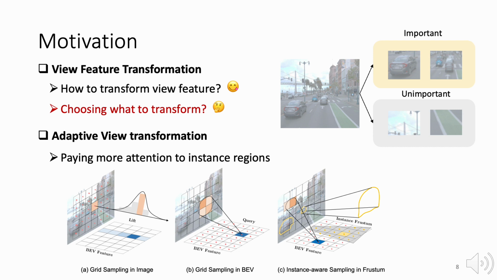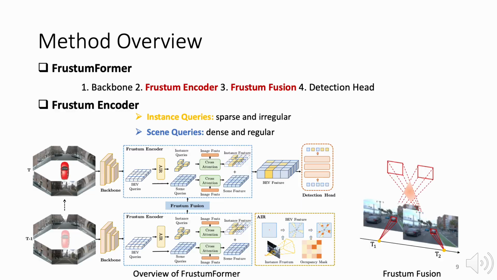To fully utilize the information contained in images, the view transformation should be able to adapt to different image regions according to their contents. We propose a novel framework named FrustumFormer, which pays more attention to the features in instance regions via adaptive instance-aware resampling. As shown in the figure, FrustumFormer is composed of four components: an image backbone, a Frustum encoder, a Frustum fusion module, and a detection head. Our core design lies in the Frustum encoder and Frustum fusion, which exploit the geometric constraints behind perspective view and bird's-eye view by instance Frustum.